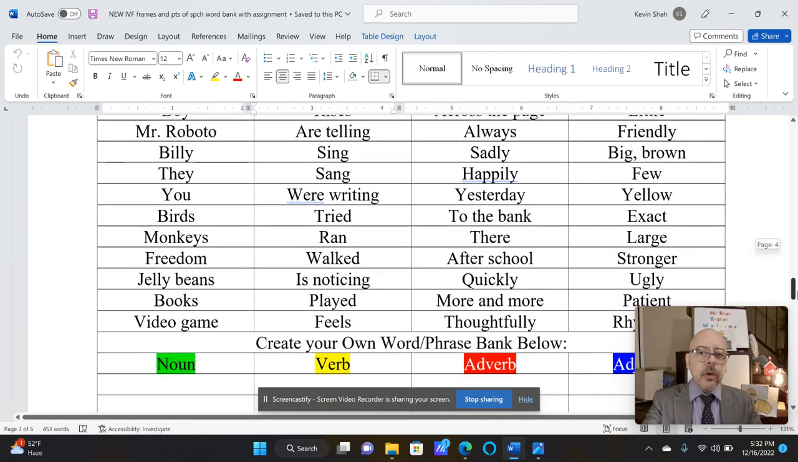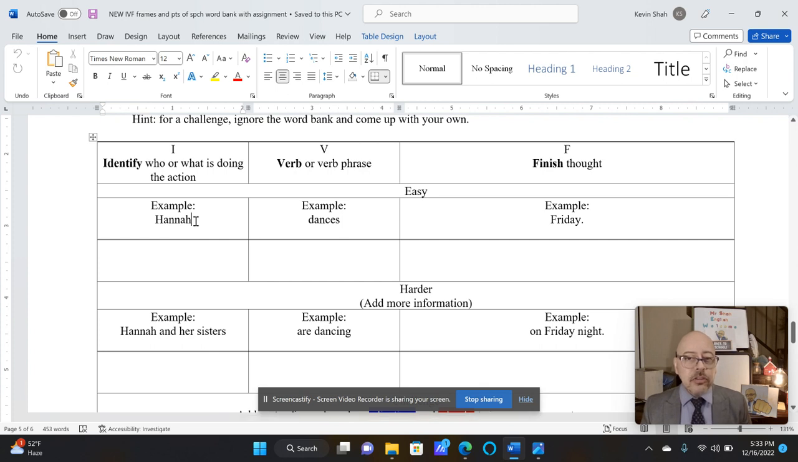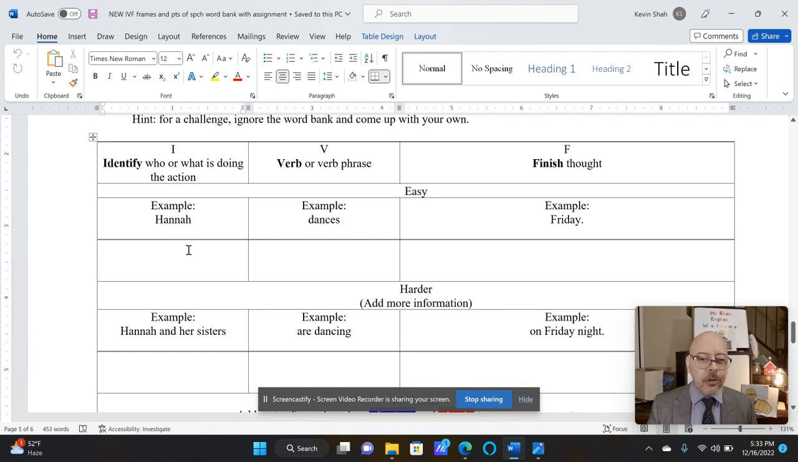Okay, so now it's your turn. So I want everyone to come up with your example of your subject. Identify who or what is doing the action. Again, if you want to choose the wind, such as the wind blows softly, okay, that's a good example there. All right, everybody got that? So put down your identify. All right, it looks like you're all doing it. Put your thumbs up if you finished that.